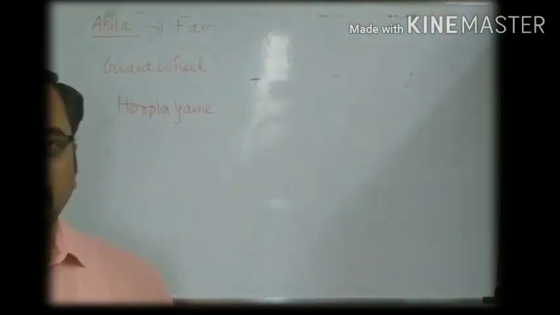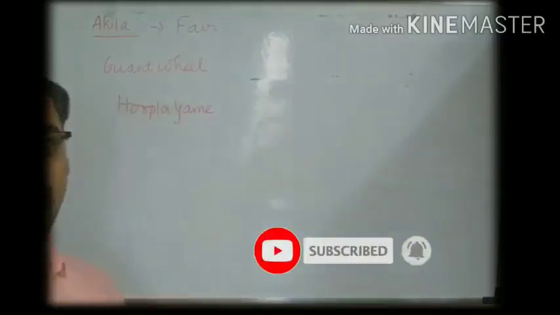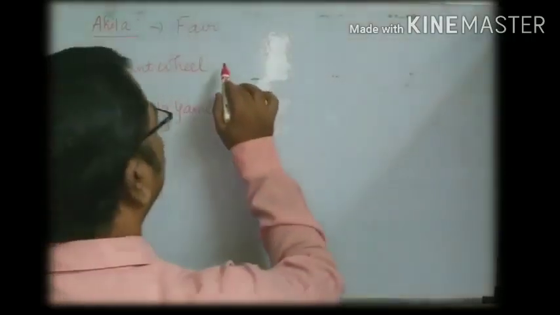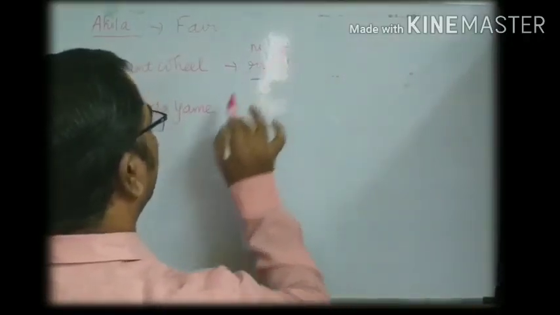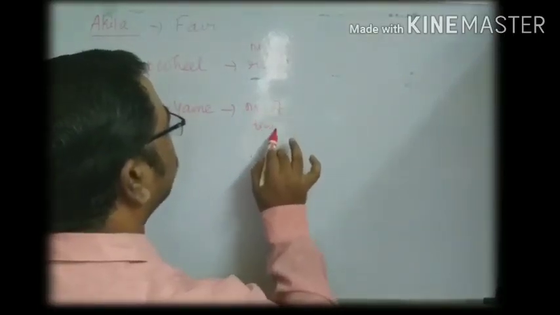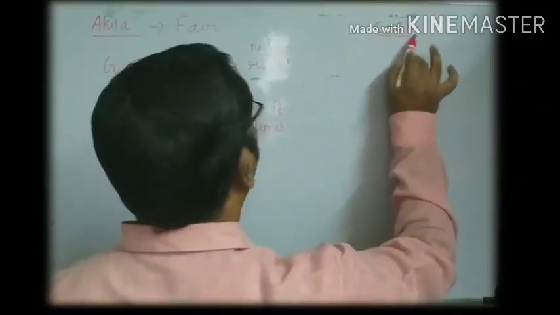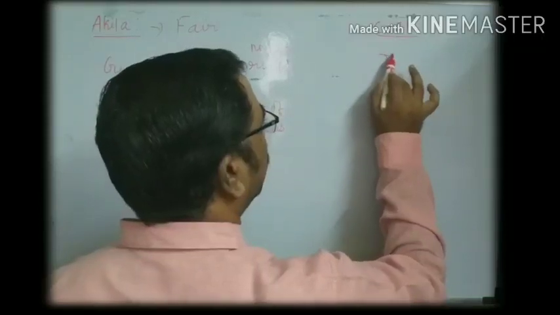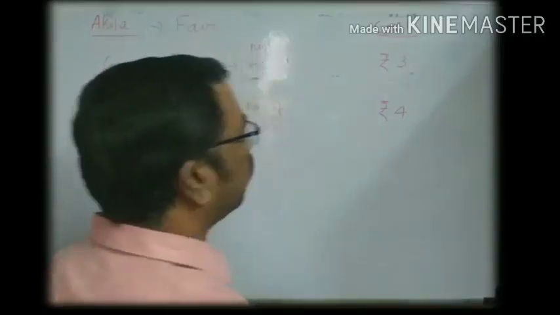You will be given a ring to be thrown on the items kept on the table, and if the ring covers it, you will get it. Now here they say on the giant wheel she is going to take a number of rides, and for the hoopla game she is going to play a number of times. If the cost of playing a giant wheel is rupees 3, and the cost of playing a hoopla game is rupees 4.